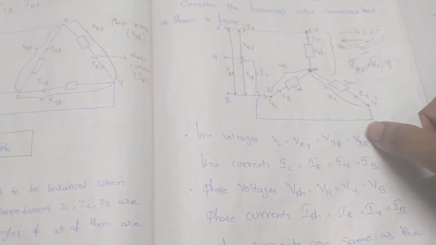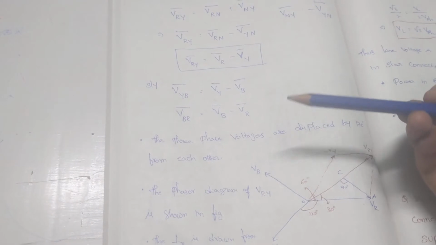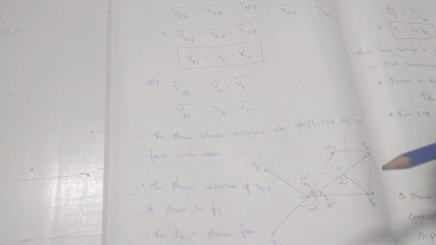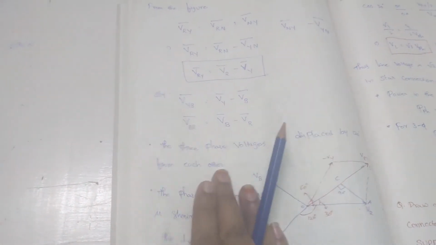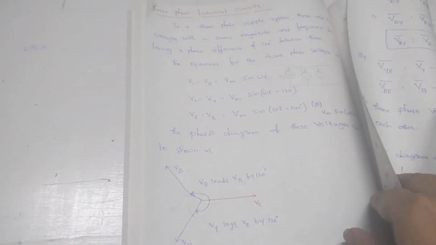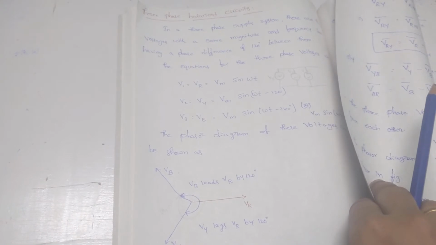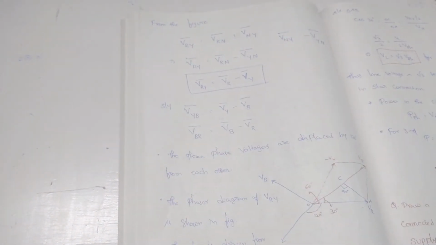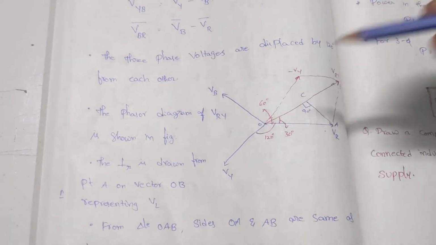Already we know these are the line voltages and phase voltages. Now we have the relations between the line and phase voltages. Let us try to draw the phasor diagram. With the previous knowledge that the phase voltages are displaced by 120 degrees, which we already know, we draw the phasor diagram.